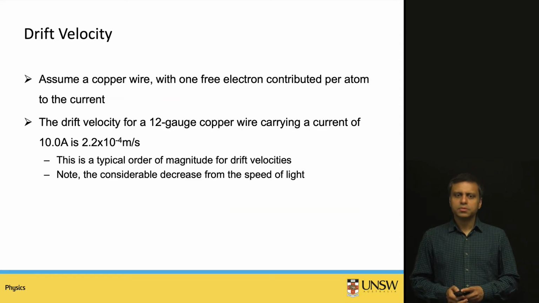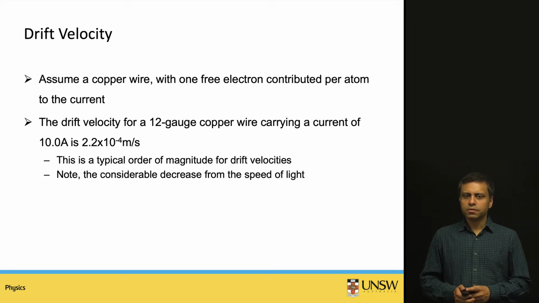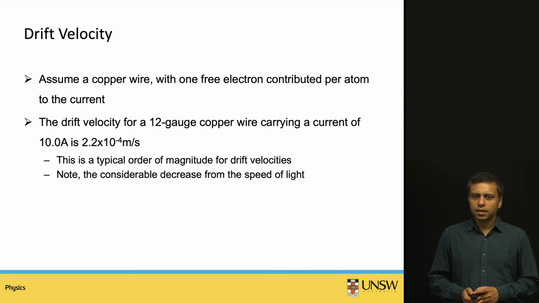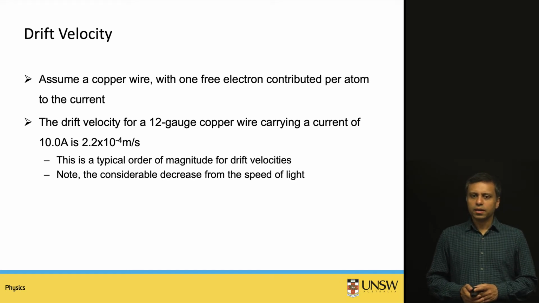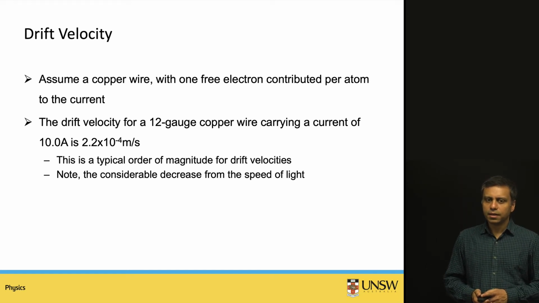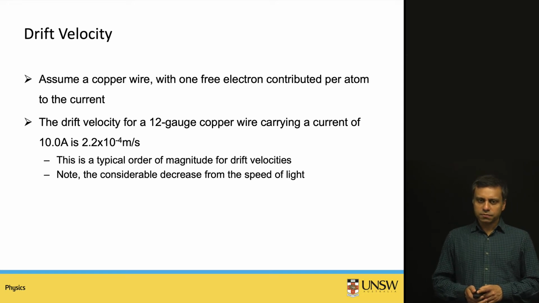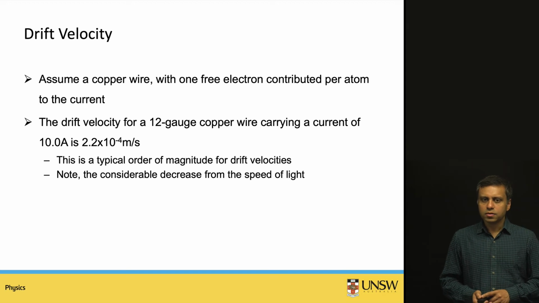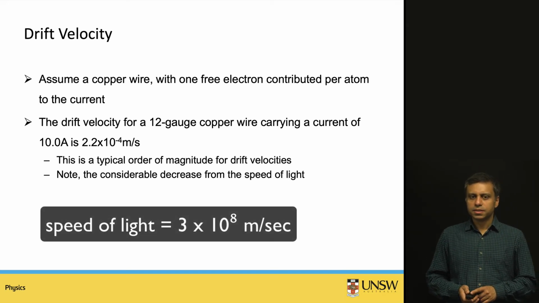So what is the magnitude of the drift velocity, the drift speed, for example? Suppose you have a copper wire with one free electron contributed per atom to the current. So the drift velocity for a 12 gauge copper wire carrying a current of 10 ampere is about 2.2 times 10 to the power minus 4 meter per second. And so what is the speed of light? The speed of light is 3 times 10 to the power 8 meter per second.